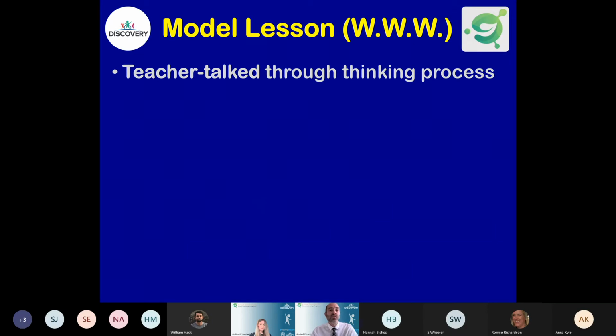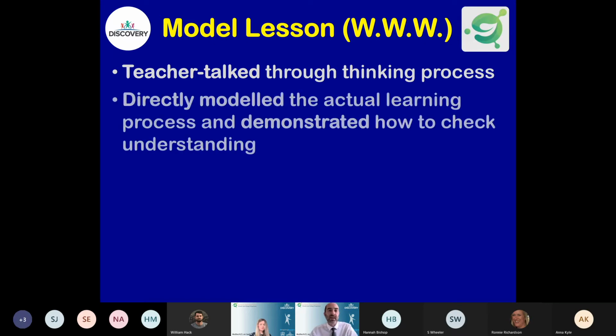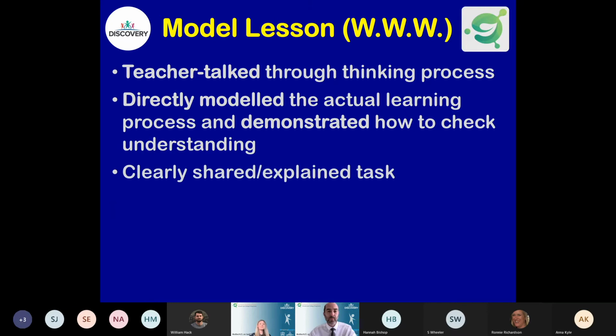As Maddie said, she talks through the thinking process. So just as the children will be going through a thought process and trialing and error with certain things, she demonstrates that. She directly models the actual learning. She shows them what she wants them to be able to do when they do their independent work.